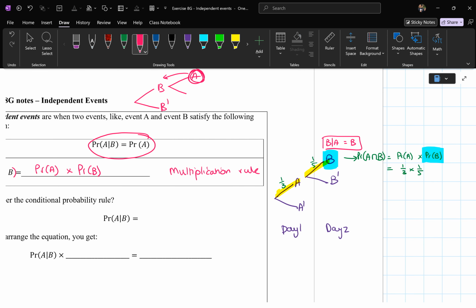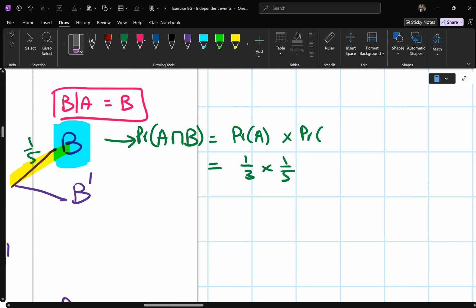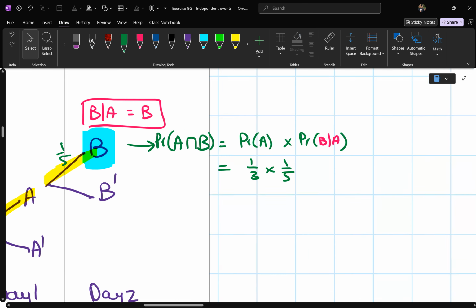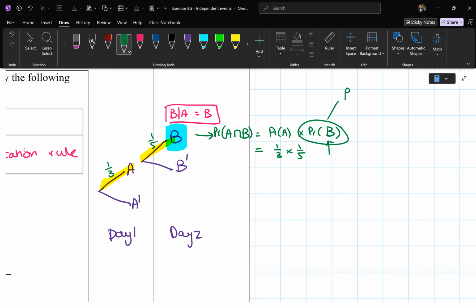And that property there is very key, because that's what we're doing right here. So back in Year 7, technically, this should have been B given that A had occurred. That's what you were meant to be multiplying. But that's not how we teach it in Year 7, and we just write it as probability of B. But that's then assuming that they're independent. So if they're independent, probability of B is actually equal to probability of B given A. That's a key property for this exercise.